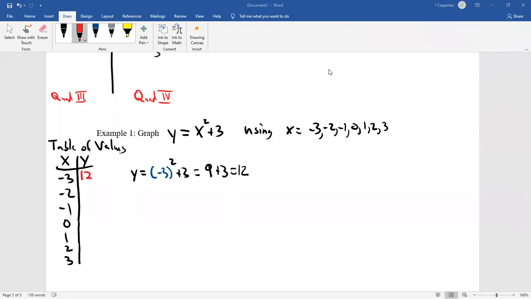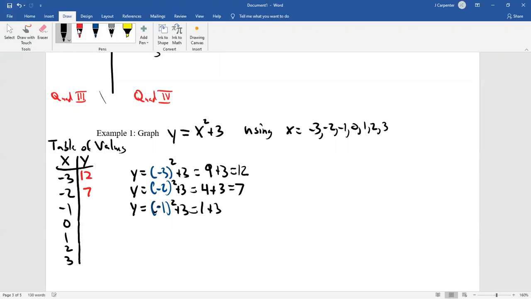Cool. All right, so I'll show the work for a couple more. Wrong color. y equals (-2) squared plus 3. (-2) squared is +4 with that negative in the parentheses in that manner. And +4 plus 3 is going to be 7. y equals, oops, blue, (-1) squared plus 3. That's +1 plus 3, which is 4.